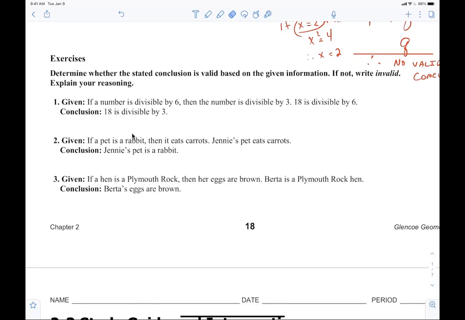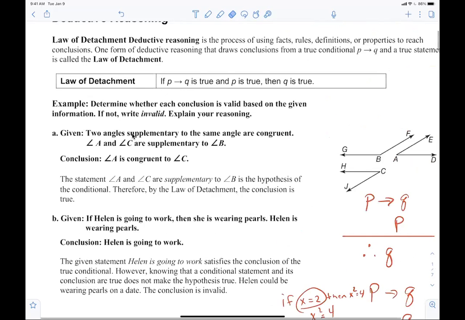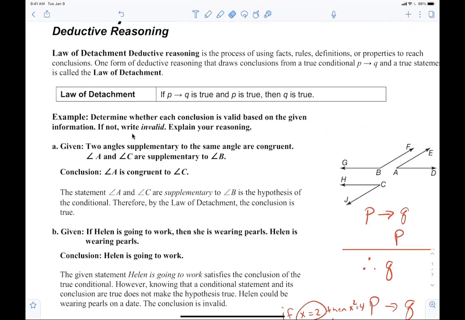Can I explain what deductive is? Yes. This is called deductive reasoning. The reason it's called deductive reasoning is because I'm giving you rules. You follow the rules, then you can make the conclusions. You with me? Inductive reasoning is just based off observation.